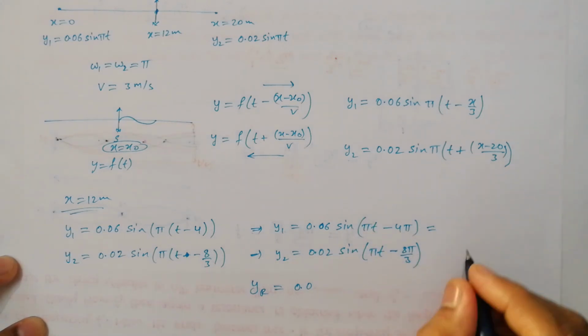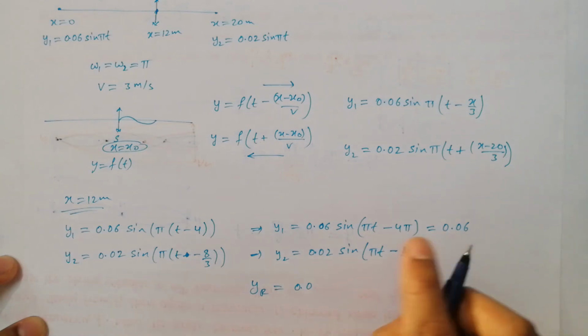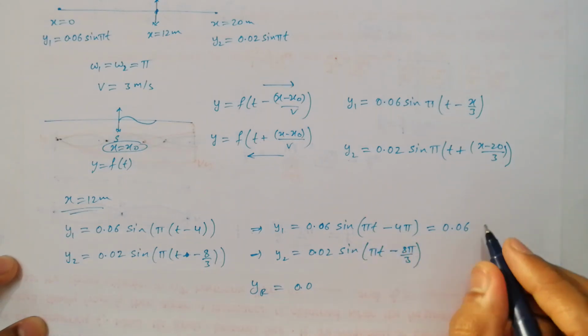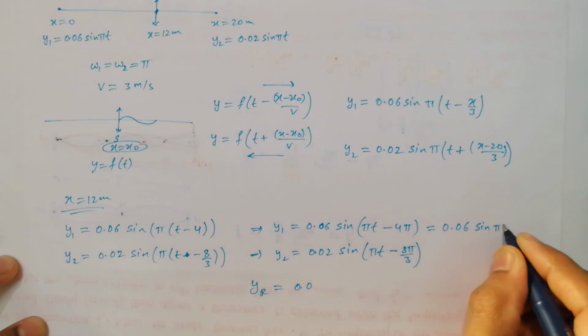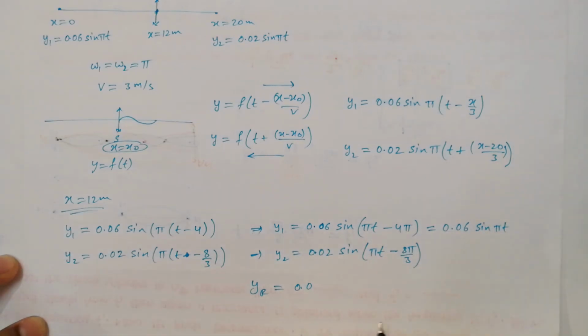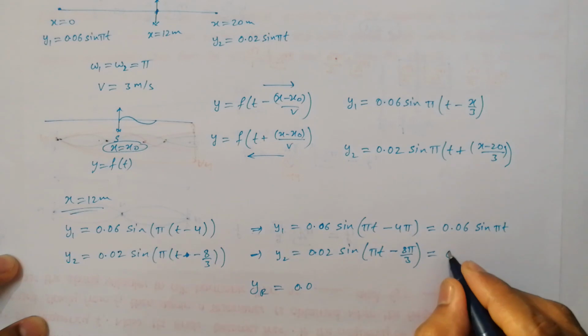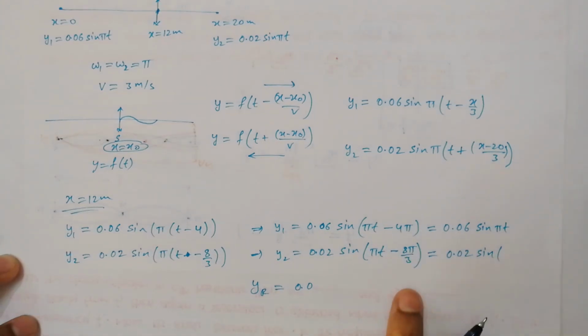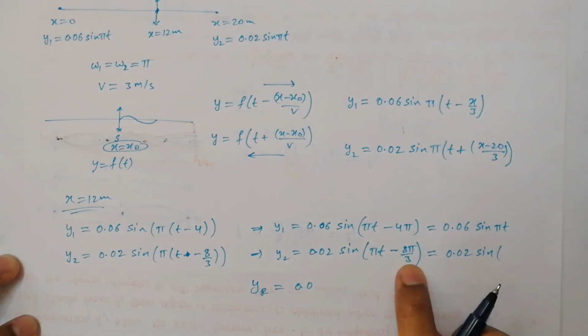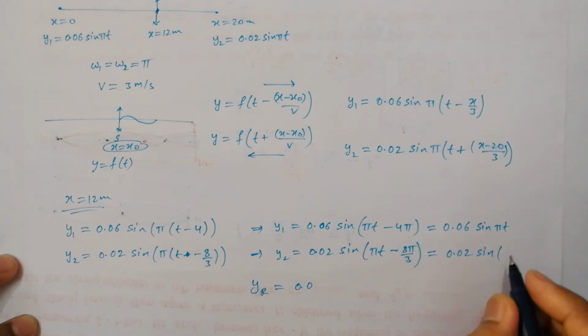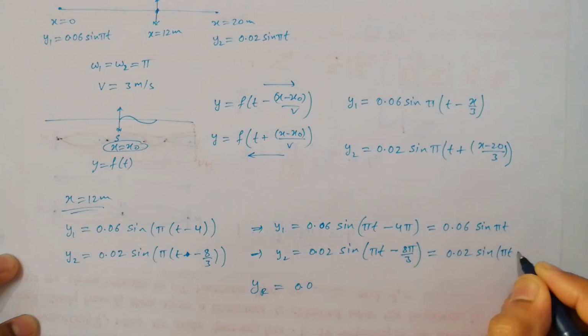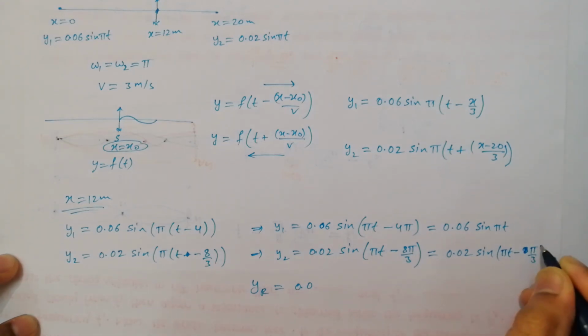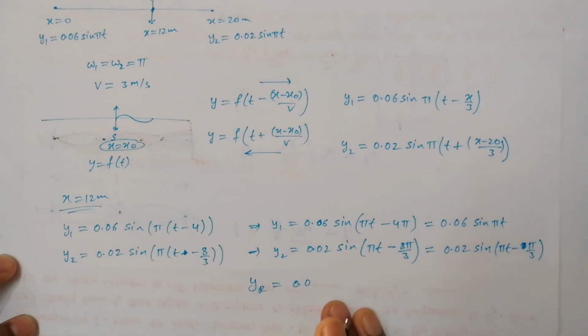Now let me expand before that. So it will be 0.06 sine pi t minus 4 pi, which will be sine pi t. So 0.06 sine pi t will be y1, and y2 will be 0.02 sine pi t minus, here I can write this one as 2 pi plus pi by 3. So sine 2 pi plus pi by 3 will be sine pi by 3. So I can write it as sine pi t minus pi by 3. You can rearrange using trigonometry and you will get it.